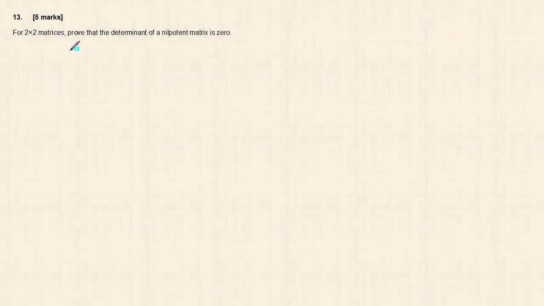For 2 by 2 matrices, we want to prove that the determinant of a nilpotent matrix is 0. So nilpotent matrix, in this course, means that A squared is equal to the 0 matrix. Let's consider a general matrix A, B, C, D, and then let's square it.